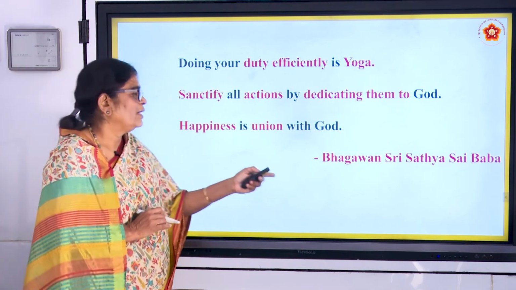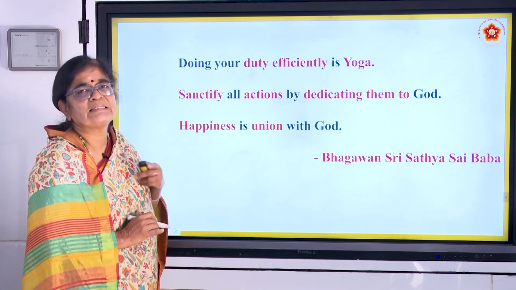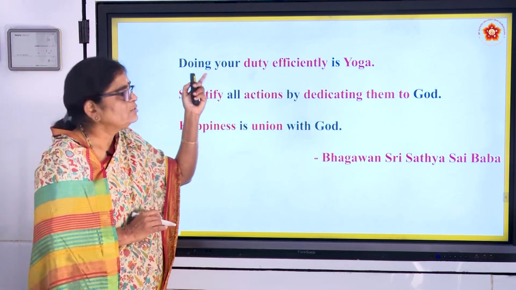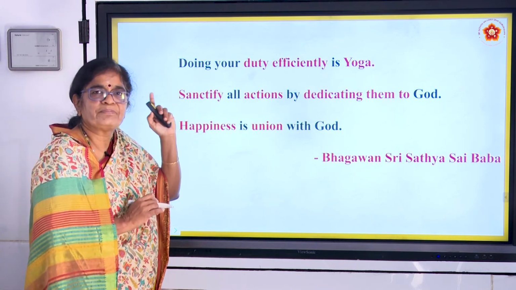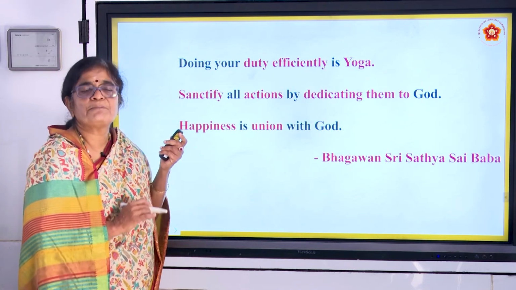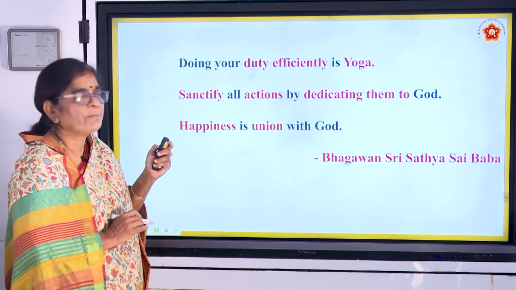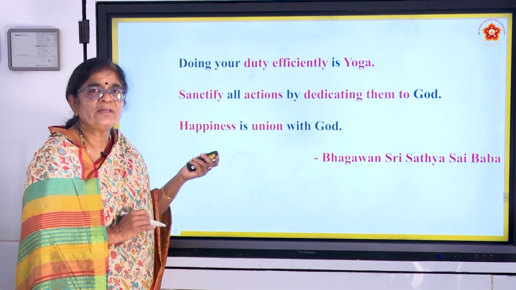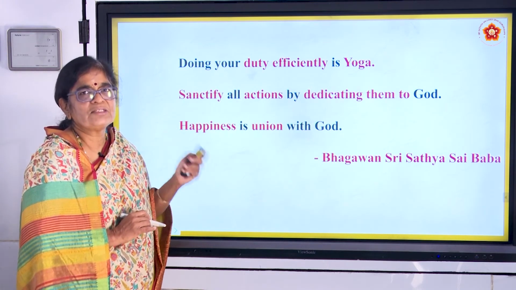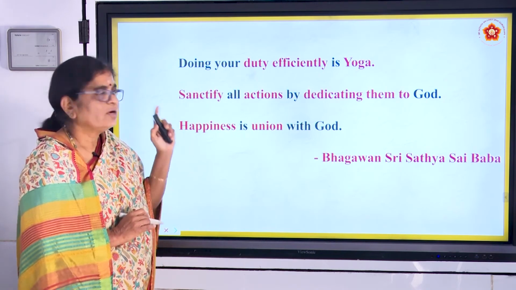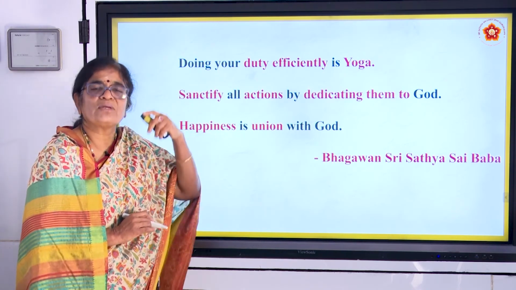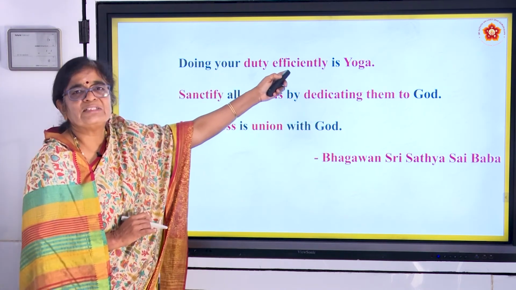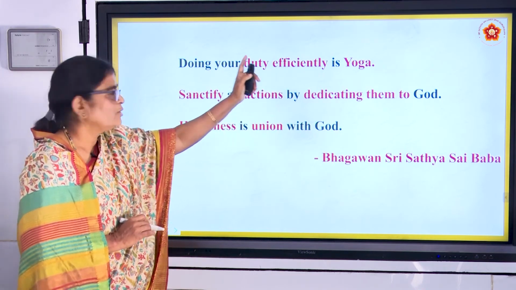And again, I want to quote some quotations from Bhagavan Sri Sathya Sai Baba. Doing your duty efficiently is yoga. What is yoga? You do your duty as perfectly as possible. The reason is God is perfect, therefore your duty also should be perfect. It is the dharma of a student or a teacher or anybody involved in any type of work. As a student, time waste is life waste. Whatever you are studying with clarity, you can teach back to your students with clarity. Therefore, do your duty efficiently. That is the dharma allotted to you.